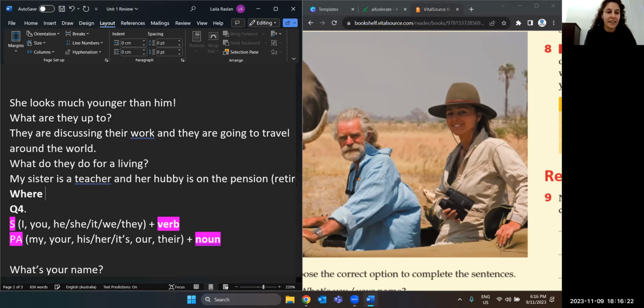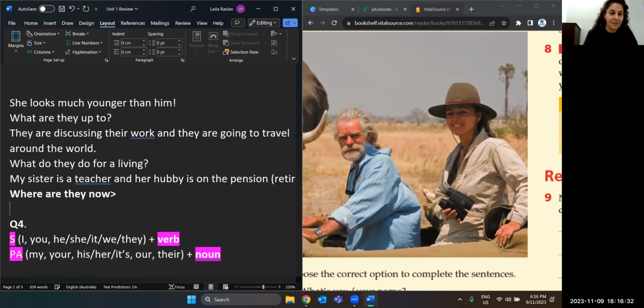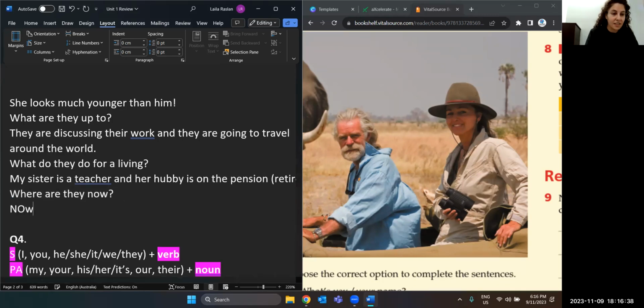Where? So how did he look at them? And then they're saying, but where are they now? Okay. So where are they now? Yep. Yeah. So now they are in South Africa. Good, because we know.